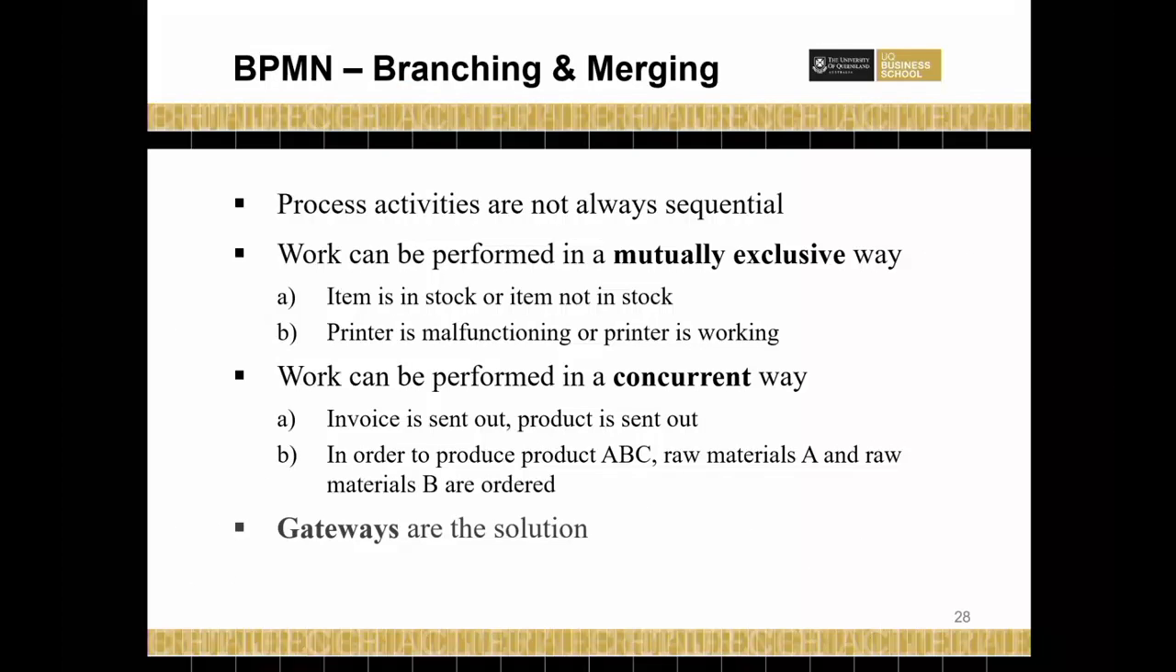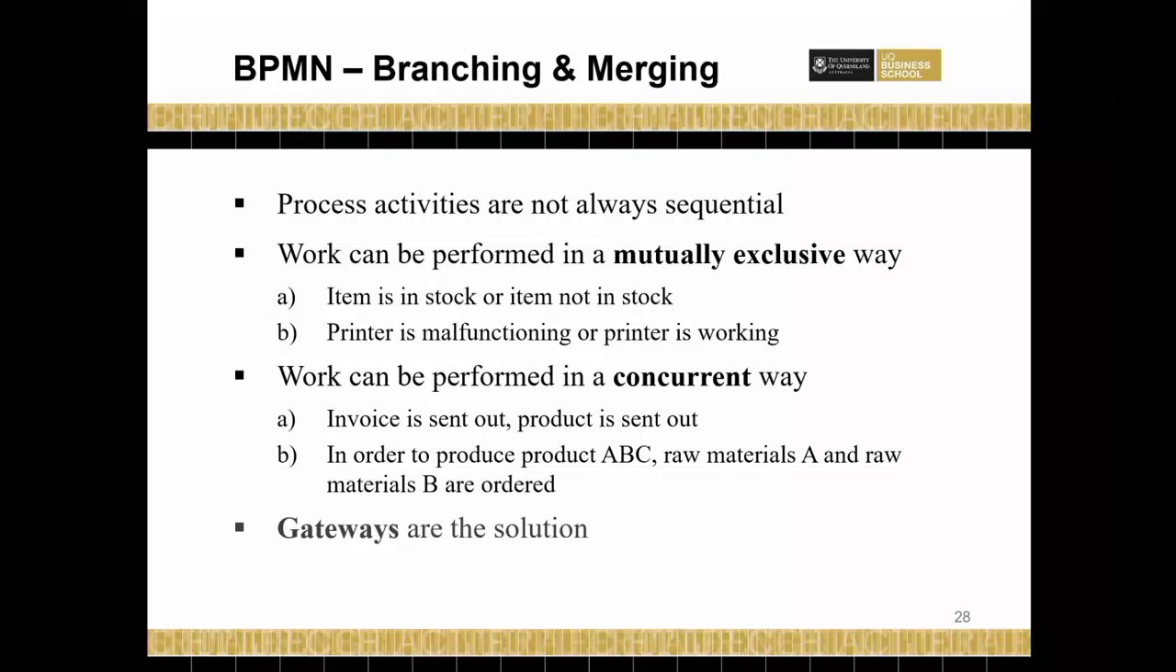But this is not how reality happens, because business processes are not always sequential. They can happen in parallel. And when they happen in parallel, there are two ways that can take place. One is that you have two alternatives and only one alternative is true. Example here, a product is in stock or it's not. It can't be both. A printer is working, you can print something, or the printer is not working. Then you can't print. So it's only one of them.